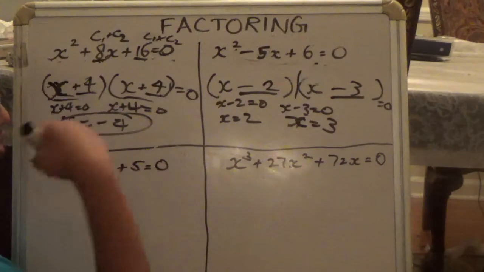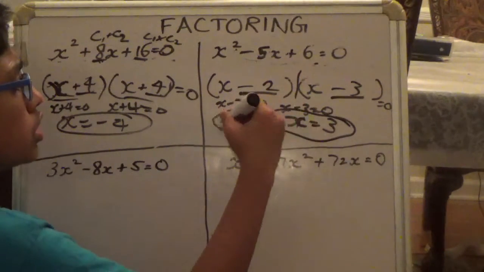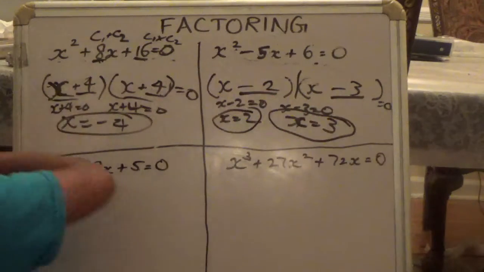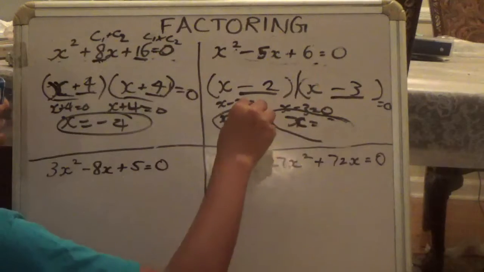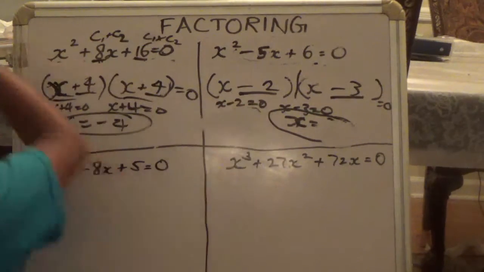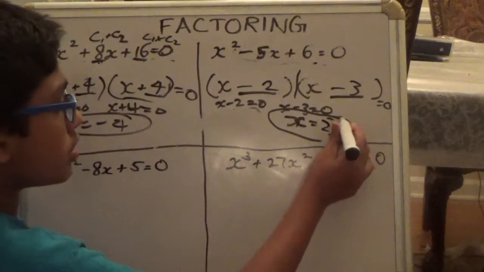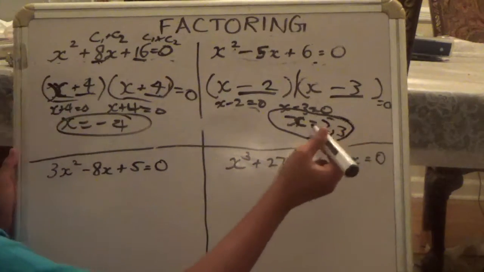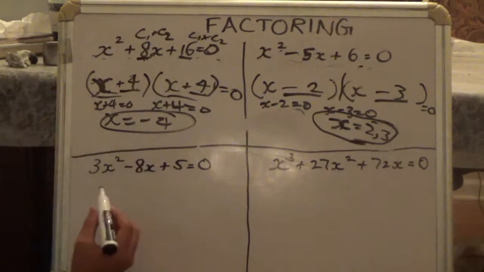Now we have 2 solutions, which is the most common case for all quadratics. So we just circle them, or you'll see them most commonly referred to as x equals, in this case, 2, 3. Meaning x is 2 and 3.